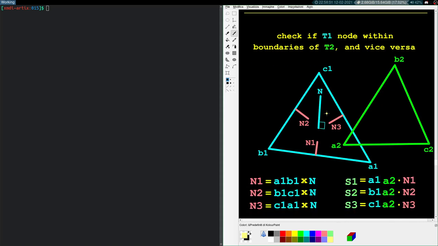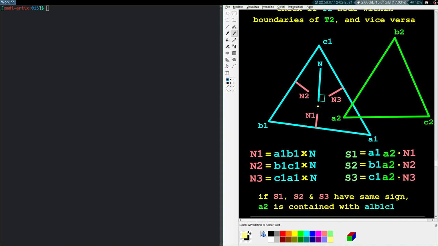Now, the last two things there was checking if triangle T1's nodes are in triangle T2 boundaries and vice versa. And like before, we can evaluate this type of expression here. You have a normal for triangle T1. You can take that, cross it with the sides to evaluate the side normals, N1, N2, and N3, as shown here. And then you can calculate the dot product of the sides with these normals. Sorry, I should say not the sides, but the vectors from the vertices to the point of interest, like this, this, and this. If those dotted with the normals are all the same sign, then the point is inside triangle T1. If any of them are different signs, it's not.